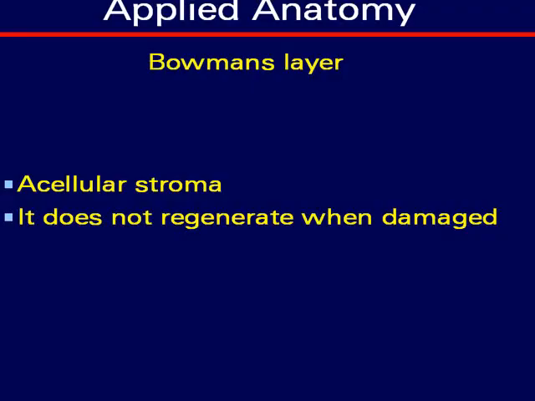The next layer is Bowman's layer, which is an acellular layer. This Bowman's layer is not able to regenerate, so any damage or injury beyond the Bowman's layer will end up in fibrosis and hence lead to corneal opacity. So this layer is not able to regenerate, as compared to the previous layer, which is the epithelial layer.